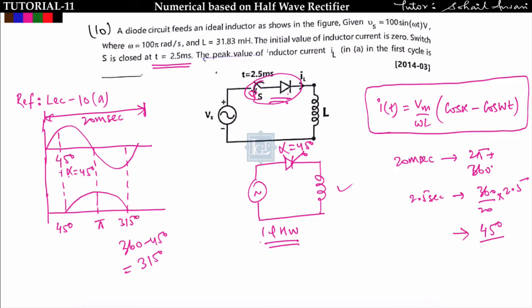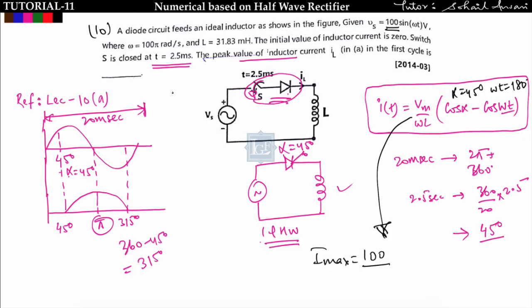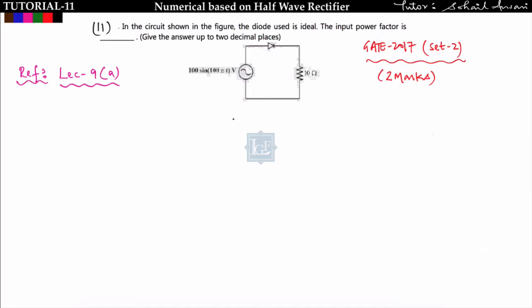Now you have to find the peak value of inductor current. The peak value of inductor current I am getting at pi. So put omega t equal to pi and alpha equal to 45 in this current equation, and Vm is already given, I think this is 100. So I max will be 100 by omega, which is 100 pi. You will get IL max equal to 17.07.